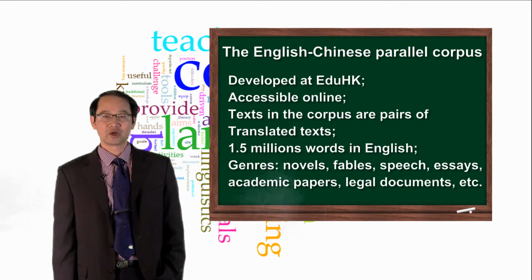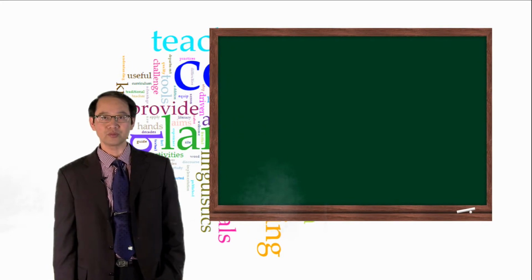So now I want to talk about the English-Chinese parallel corpus I developed at the EdUHK. This is an online corpus freely accessible by the general public. The texts in the corpus are pairs of translated text. There are 1.5 million words in English and the translations in Chinese. The genres include novels, fables, speeches, essays, academic articles, legal documents, etc.